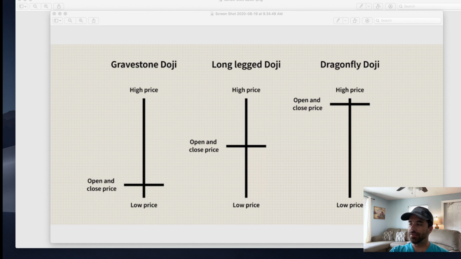Now you have the dragonfly doji, okay? Here you have the open and close up here. You have the high and the low. This, you guessed it, is basically the opposite of the gravestone doji. This one right here has shown you that we opened, okay? We dipped all the way down here and it got bought all the way back up.